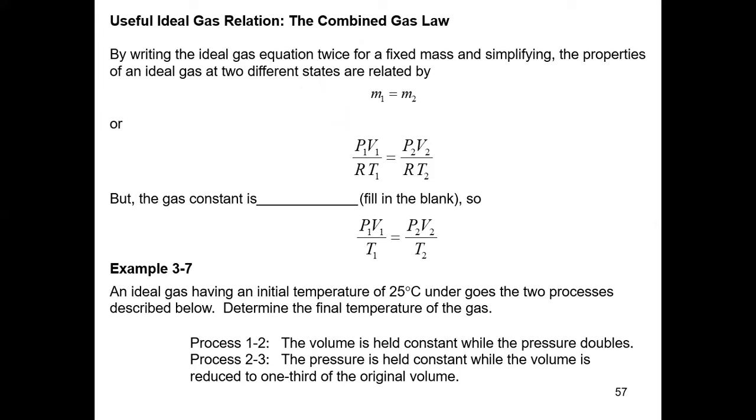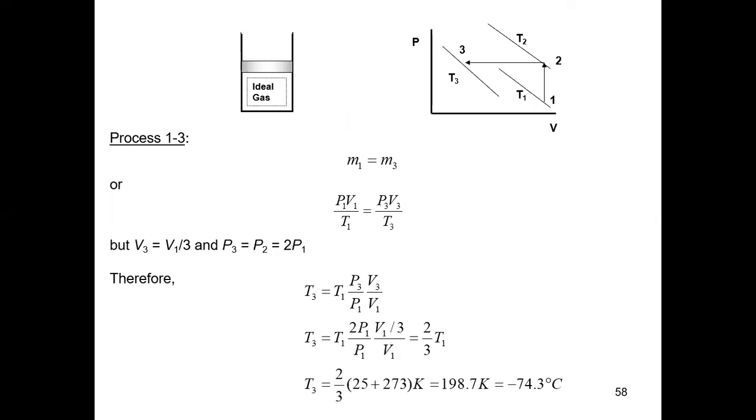By writing the ideal gas equation twice for a fixed mass and simplifying, the properties of an ideal gas at two different states are related by m1 equal to m2. The gas constant is the same, so P1 V1 divided by T1 is equal to P2 V2 divided by T2. Okay, so another example.